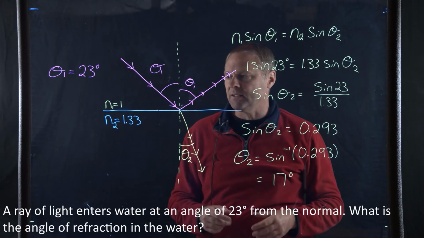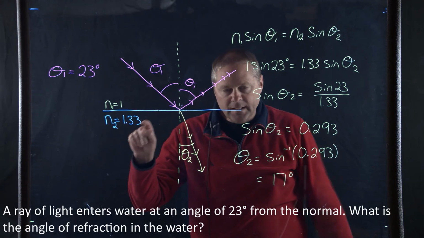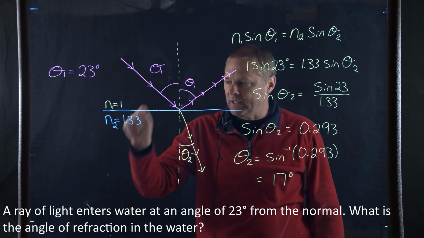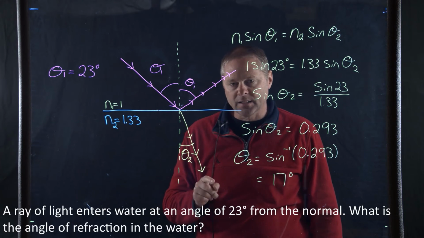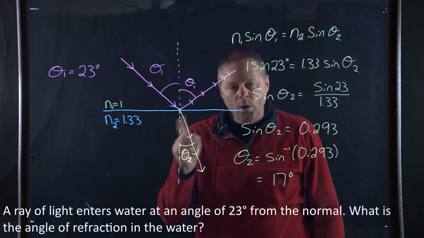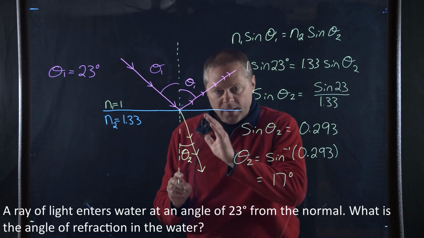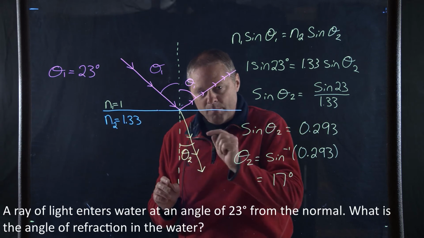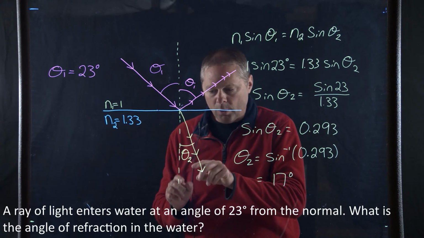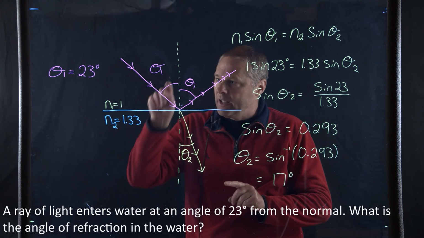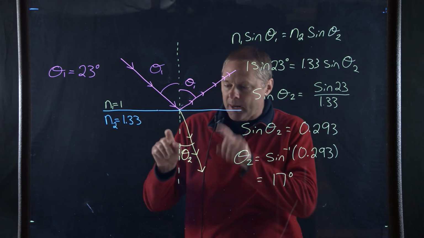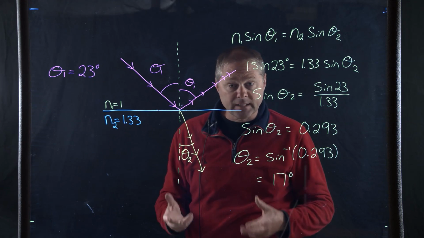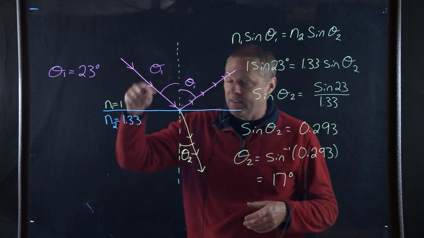Now that makes sense because the index of refraction for water is greater than the index of refraction for air, which means that theta 2, the refracted light, is going to bend more towards the normal. Thus, theta 2 is going to be smaller than theta 1 because the refracted light is traveling through a greater density, or a more dense substance, than in the air.